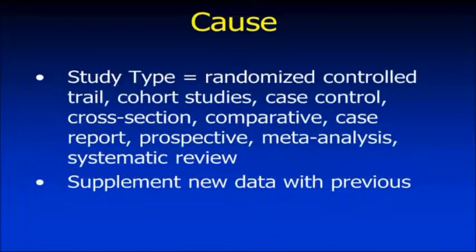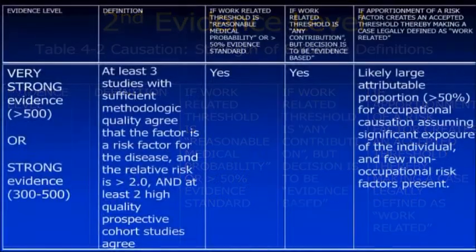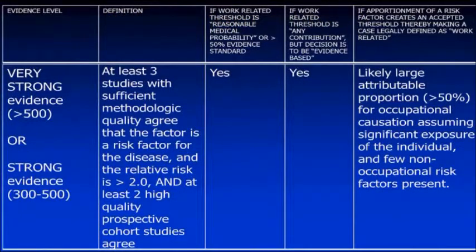Look at the study groups, types of studies that are available. Go through the evidence definition, if work-related threshold, and if apportionment. This is where we updated the second edition from the first edition to include the concept of relative risk greater than 2.